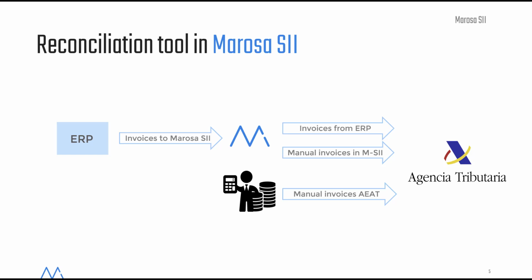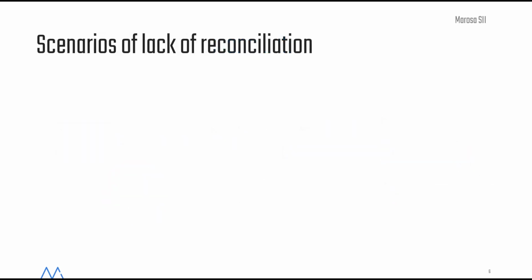The same will happen if you update an invoice in Marosa SII without updating your accounting. These differences will mean that your VAT return will not match the tax authority's data. So it is more likely that the tax authorities will send a request for information about these returns. To summarize, we have three possible scenarios that may result in discrepancies with your ERP.